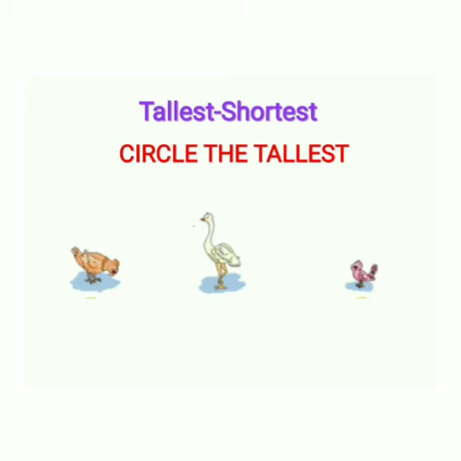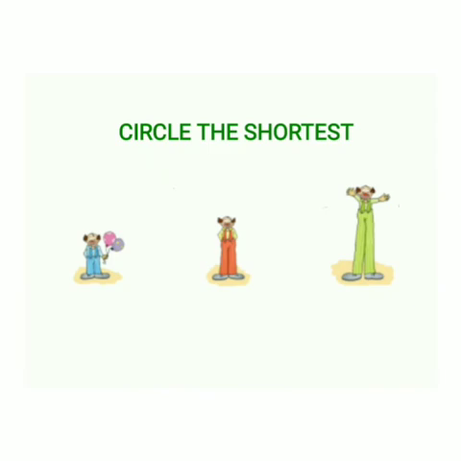First example is circle the tallest one. Here we have a picture of three birds. You have to find out a bird which has maximum height. That means the tallest bird. Which one is the tallest here? Yes, the second one is the tallest bird. Now next example is circle the shortest.